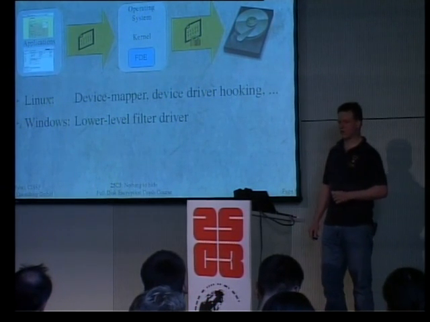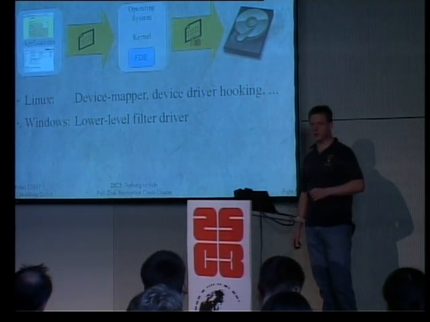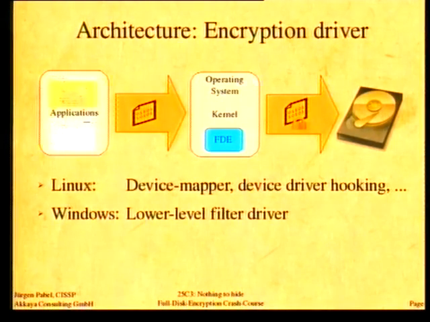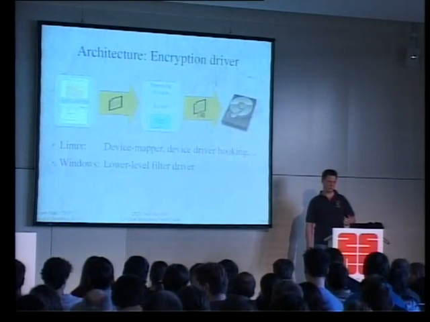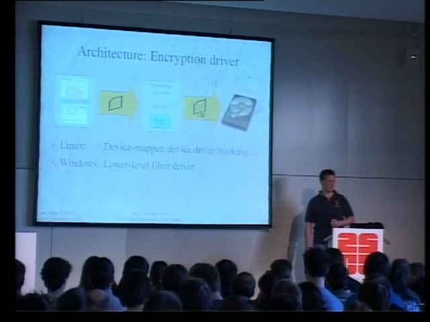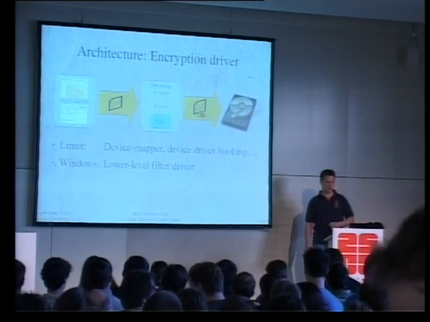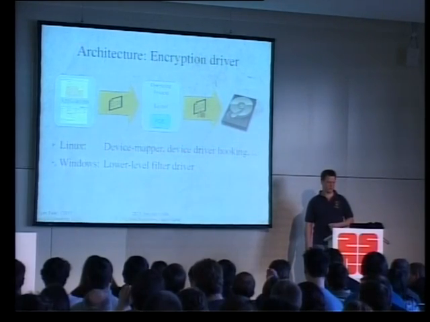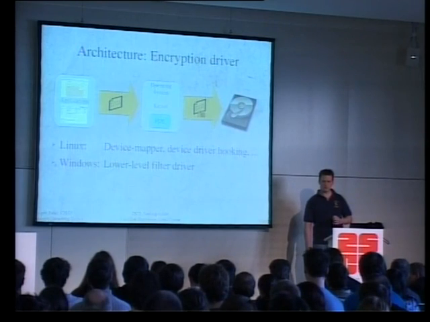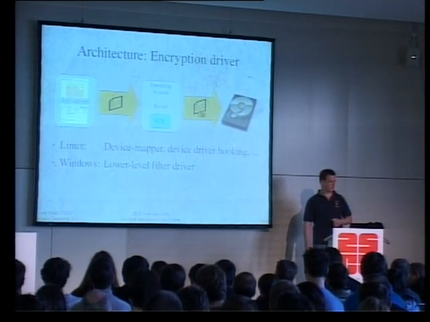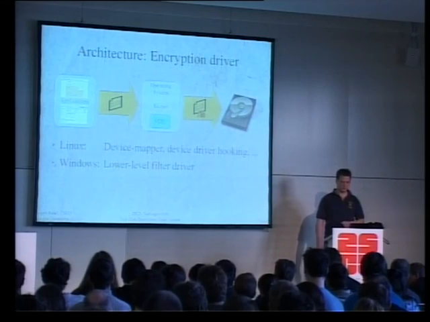In Windows, you have lower level filter drivers, and what these are is every Windows driver has a higher and a lower level filter driver, which is sort of a callback mechanism. It allows you to filter stuff, to work around bugs maybe in the lower level filter driver, and the lower level filter driver is also used to encrypt and decrypt the data to and from the hard disk.